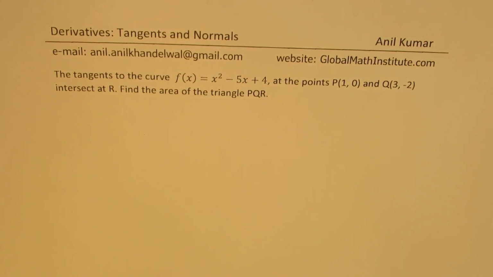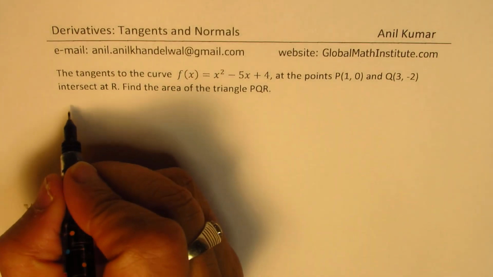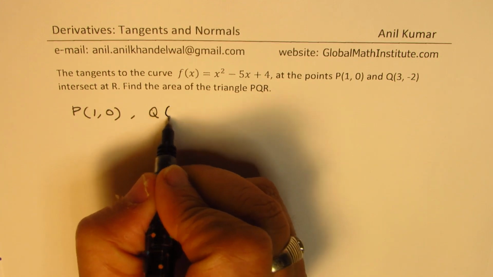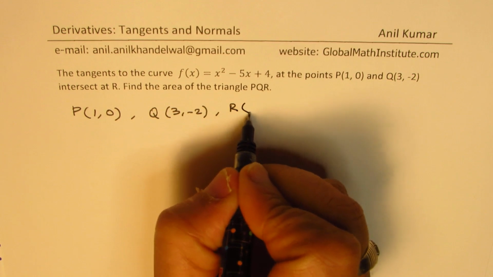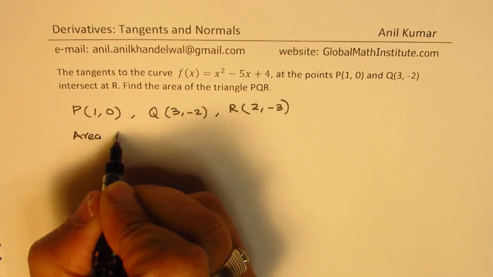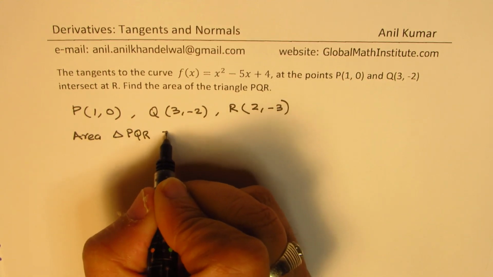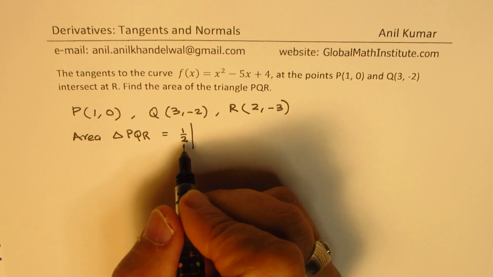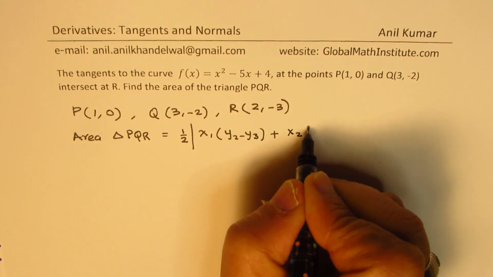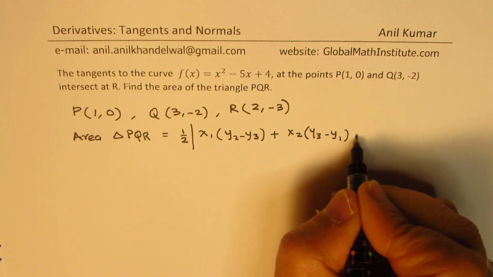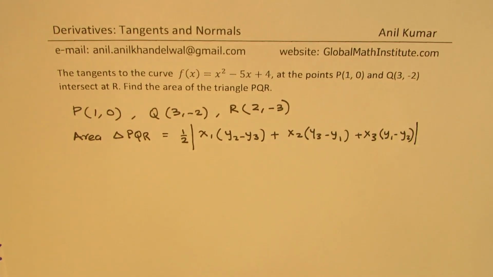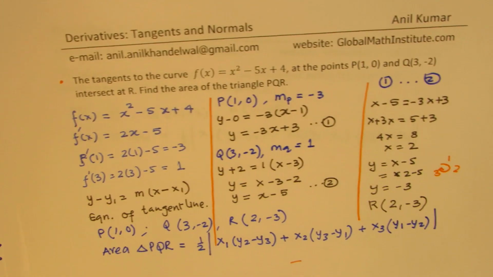Let me copy the values once again. So we have these points. We have P as (1, 0), the point Q as (3, -2), and we found point R as (2, -3). Correct. And the area of PQR is equal to half of the absolute value of x1 times y2 minus y3 plus x2 times y3 minus y1 plus x3 times y1 minus y2. So it is important to see that this order should be maintained, right? Otherwise you can make a mistake. Is that clear to you?